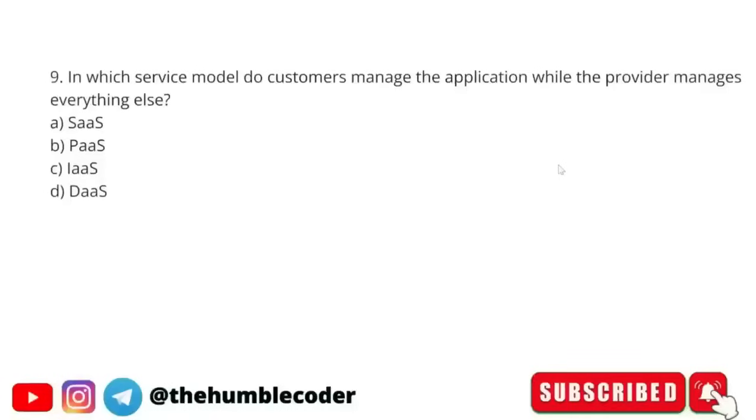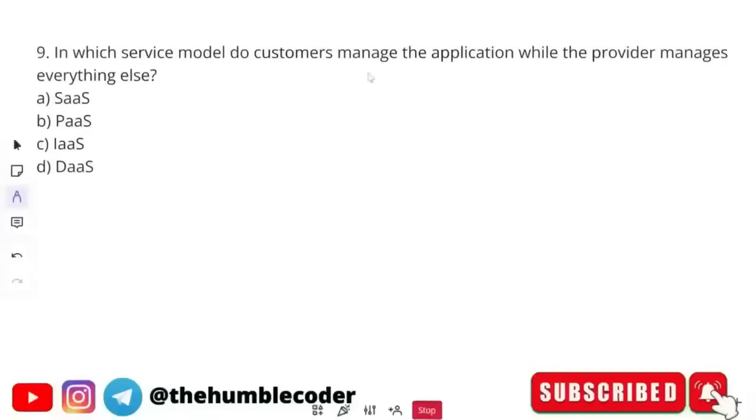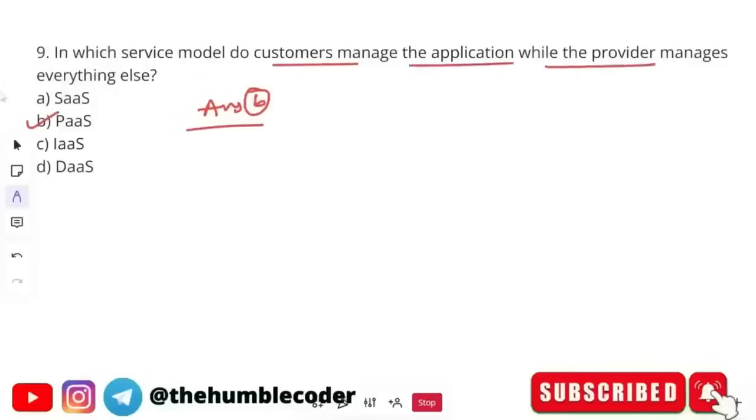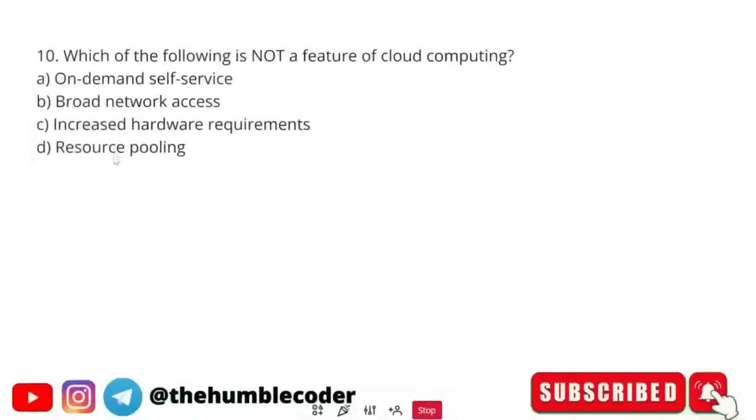So in this question, what we are asked is, in which service model do customers manage the applications while the provider manages everything else? Okay, and we have the options, that is SaaS, PaaS, IaaS, DaaS. Okay, so the correct answer in this case is going to be PaaS. Okay, that is platform as a service. What was the question that was asked? Customers manage the applications while the provider manages everything else. So application is managed by whom? It is managed by the customer in case of PaaS. Okay, let's now move on to the next question that we have.